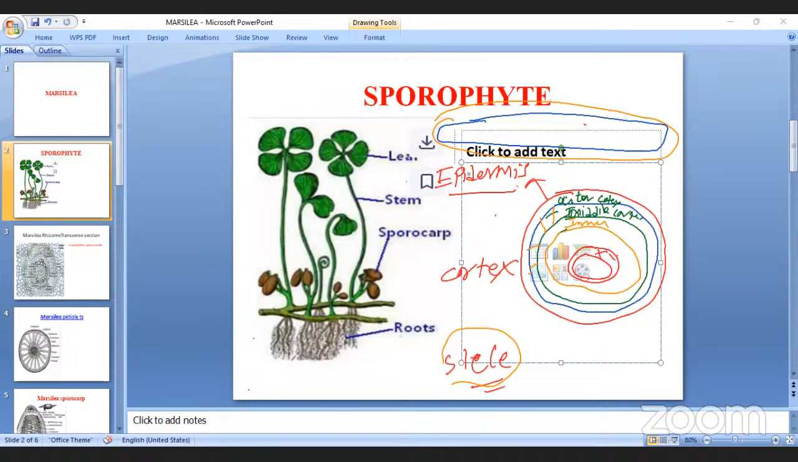This is X for xylem. Xylem present. Right. Now either side phloem, that means inside and outside. Another color. Outside phloem, inside phloem. P for phloem. Like this.